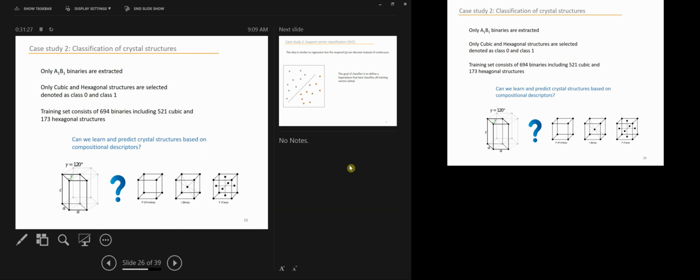So let's go to the second case study, which is a classification of crystal structure. Just as a reminder, I only extracted one-to-one ratios of AB binaries, and we have limited them to 521 cubic structures and 173 hexagonal structures. So the question here in the classification is: are we able to simply use compositional descriptors and be able to distinguish between different crystal structures?